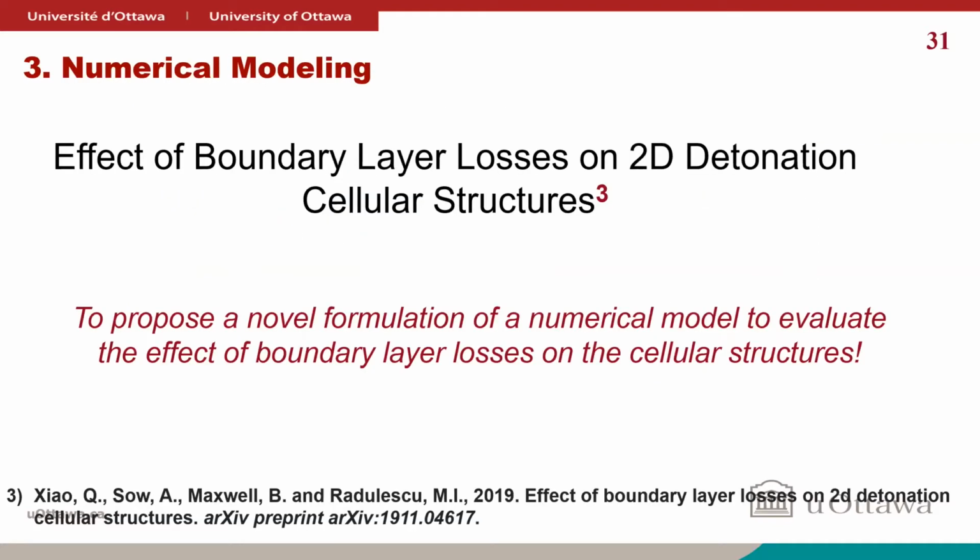The previous two parts have experimentally investigated the dynamics of detonations with varied levels of cellular instability subject to lateral strain. However, in these experiments, it's hard to isolate the lateral strain rate to evaluate its effect on the unsteady 2D detonation cell dynamics. Also, directly resolving the boundary layer in 3D Navier-Stokes equations is computationally expensive. Therefore, this part is to propose a novel formulation of a numerical model to evaluate the effect of boundary layer losses on the cellular structures.